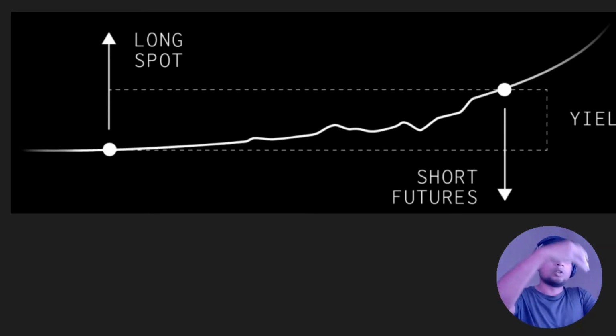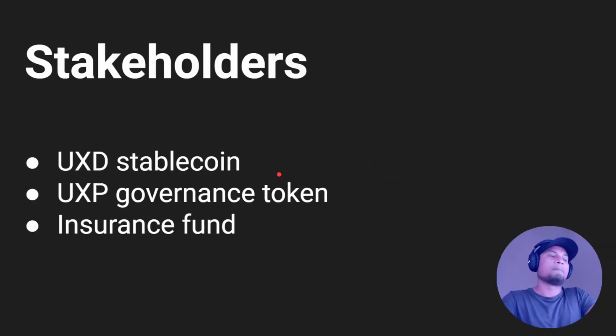Whether it goes down or up, there's always a chance to go long and always a chance to go short. The market could be whatever. It could go down or up. So there's always a way you can create this delta neutral position. That's what I'm saying. So, anyways, let's take a look into the stakeholders of the UXD protocol.